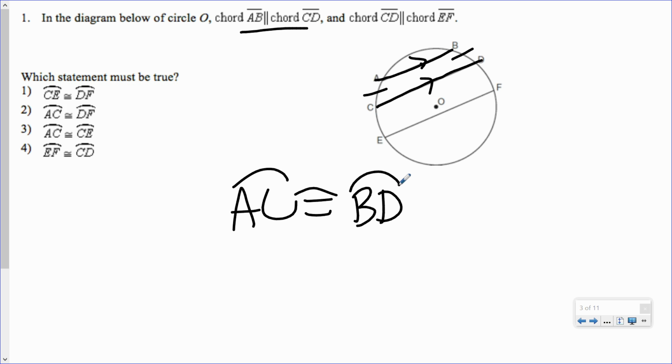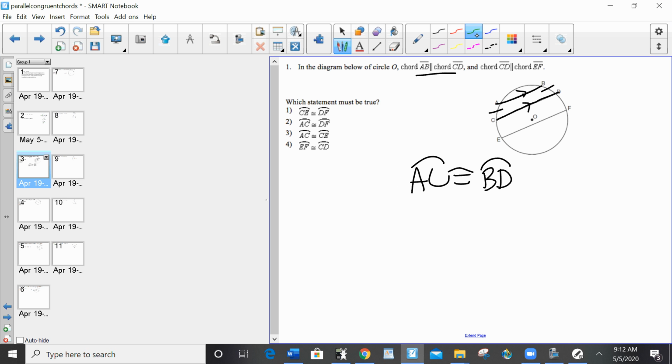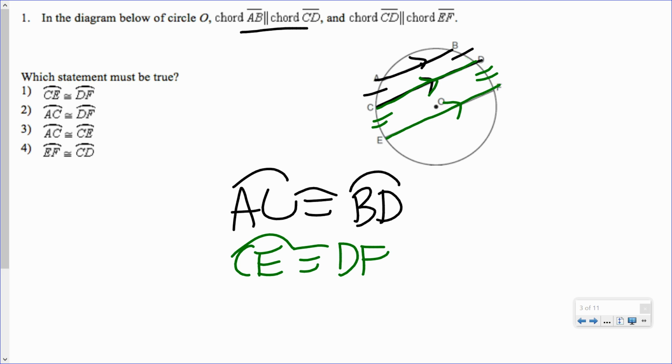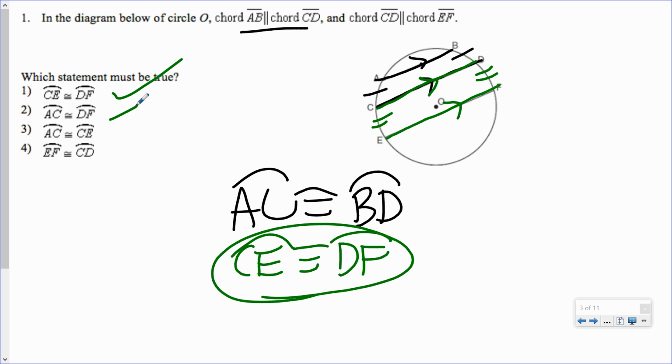It also tells me that chord CD is parallel to chord EF. So if these are parallel, then CE and DF must be congruent. So which statement must be true? CE is congruent to DF. I don't know the rest of them. I don't know that AC and DF are congruent.